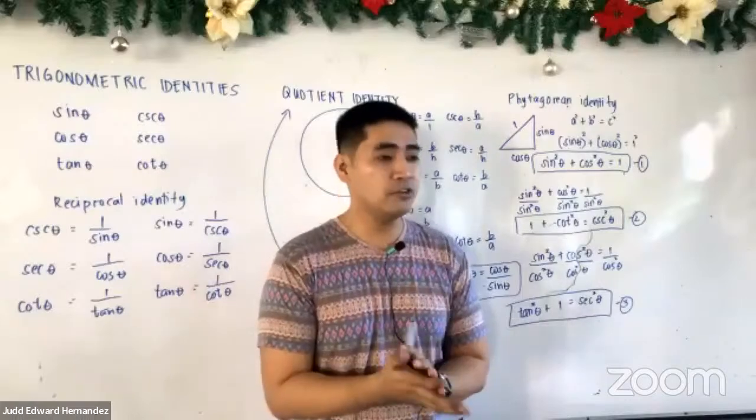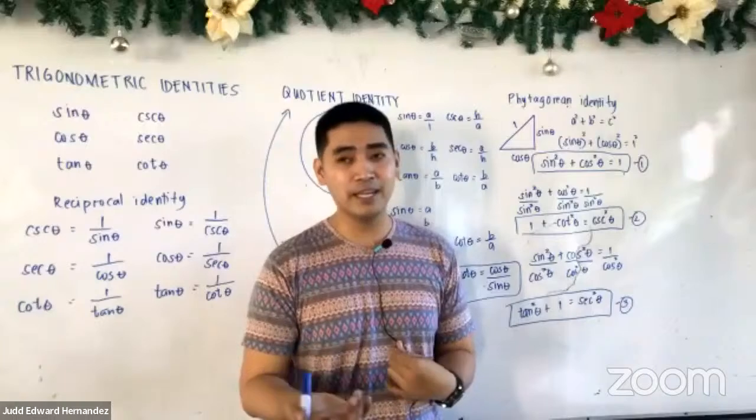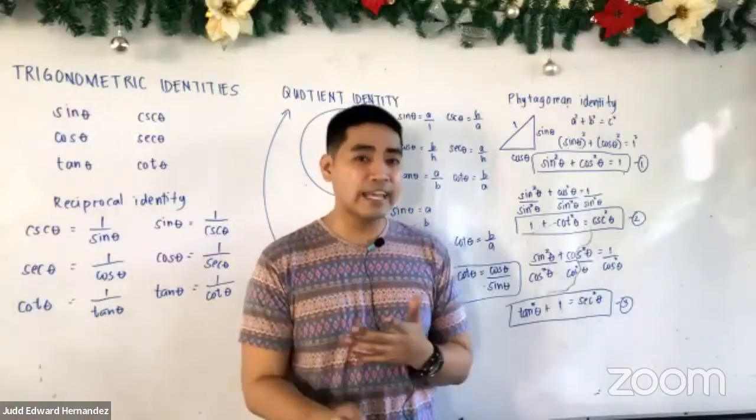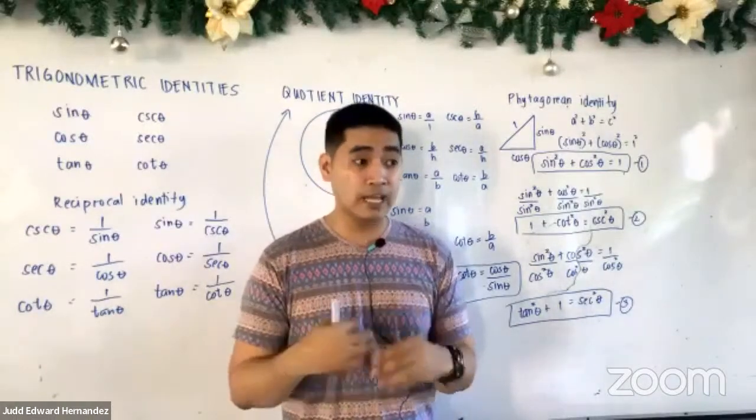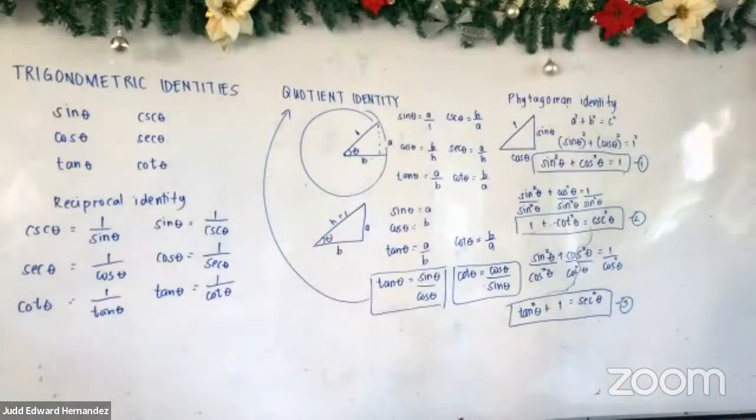Hindi ko na ituturo sa inyong hexagonal form kasi ang tinuro ko naman sa inyo is yung mas madali wherein you are given a triangle and you'll be able to derive all the trigonometric identities. So let's have an example. Mag-simplify tayo. Okay?